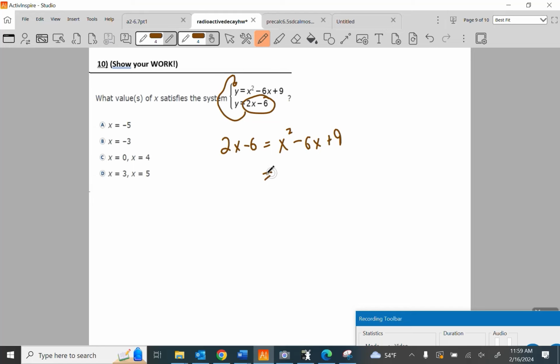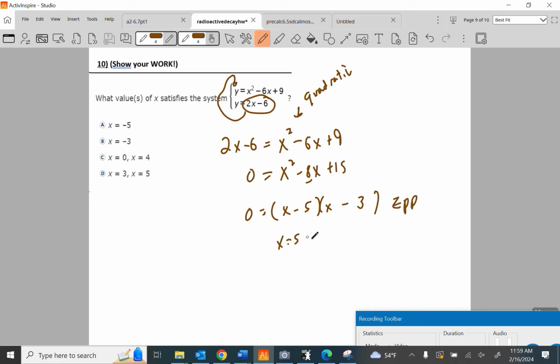We're going to shift everything to the right because we have ourselves a quadratic. So I have an x squared on the right. Negative 6x minus 2x is negative 8x. 9 minus the negative 6 is plus 15. Now equals 0. We're going to factor. Factors of 15 are going to be 5 and 3, and if they're both negative, we get negative 8. We're going to use the zero product property. x is 5 or x is 3.